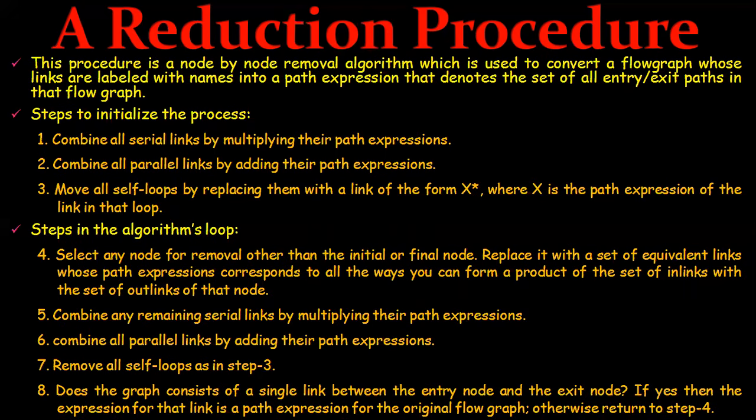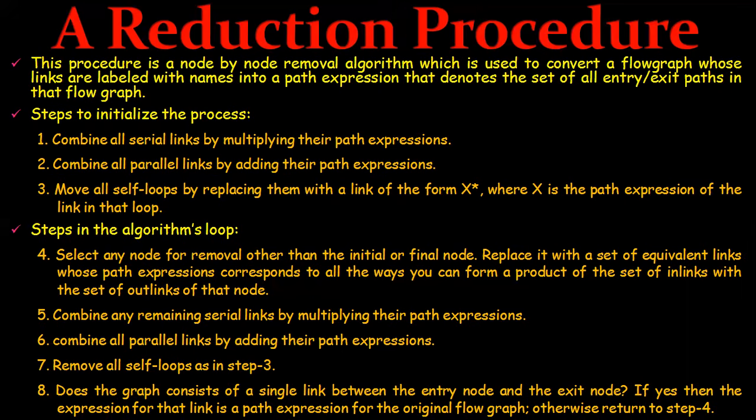Here, the steps in the reduction algorithm will be something like this. We have to combine all the serial links by multiplying their path expressions. Then we have to combine all the parallel links by adding their path expressions. Then we have to remove the self loops for any node to itself by replacing them with a link of the form x star, where x is the path expression of the link in that particular loop. So these are the three steps we have to follow for the path reduction algorithm.